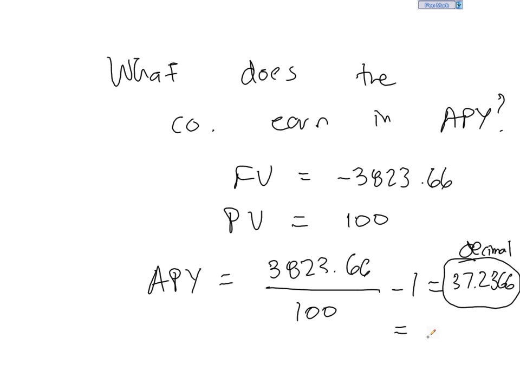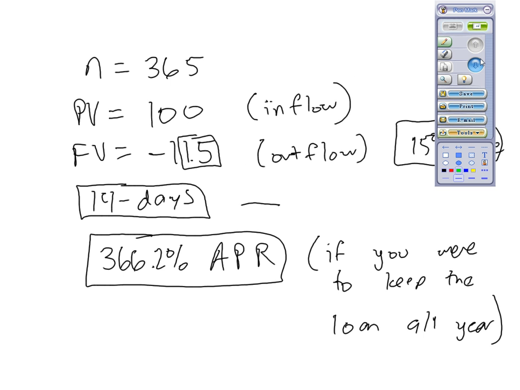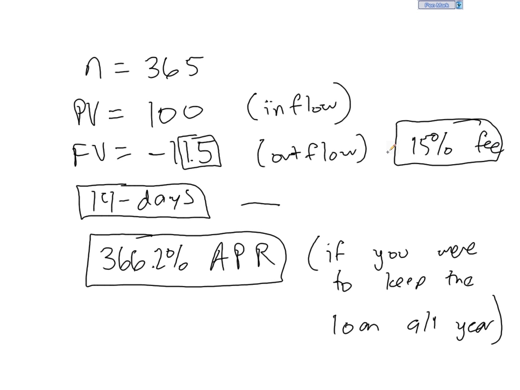To convert it to a percentage, I need to move my decimal place over, and the company's actual yield would be 3,723.66% yield on this investment. So that is a wild amount of actual annual yield. And yes, don't be surprised, 366.2% is the APR, but with interest it's higher.